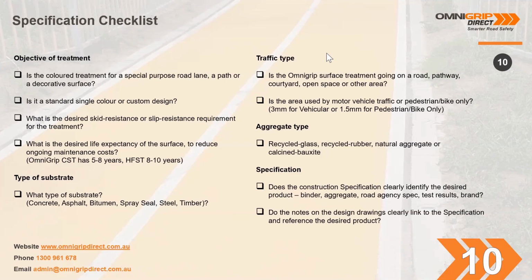And do the notes and the drawings clearly link to the specification and references to the desired product? I touched on that before. I gave you the example of reading a vague spec, or purchasing or installing something that's been put on a vague spec, and the repercussions: you probably end up doing it twice. So to save everyone hassle, and save money and time at the same time, it's critical that the specification is very clear as to what you would like to achieve with the product that you're specifying.